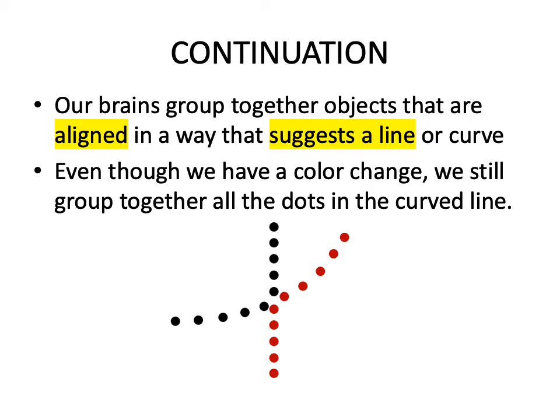Okay, so think about a dotted line. That's probably the best example, the easiest example. We view that as a continuous path.